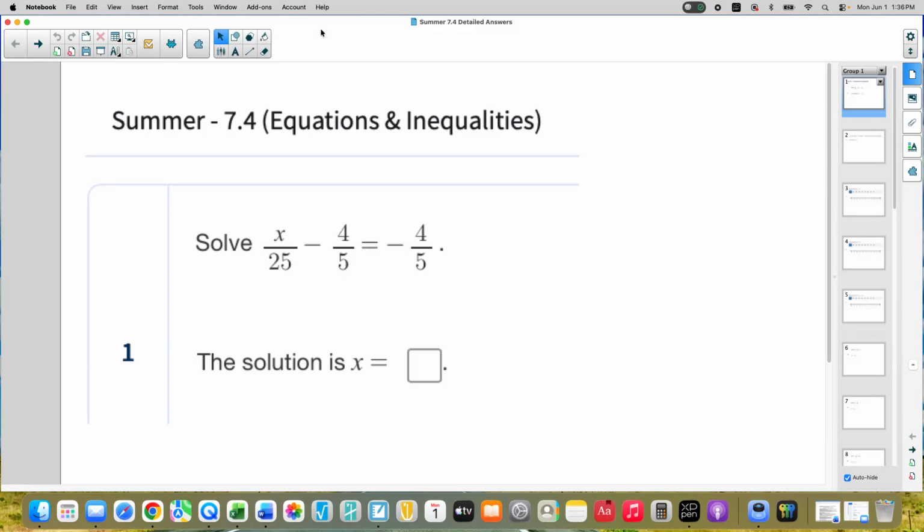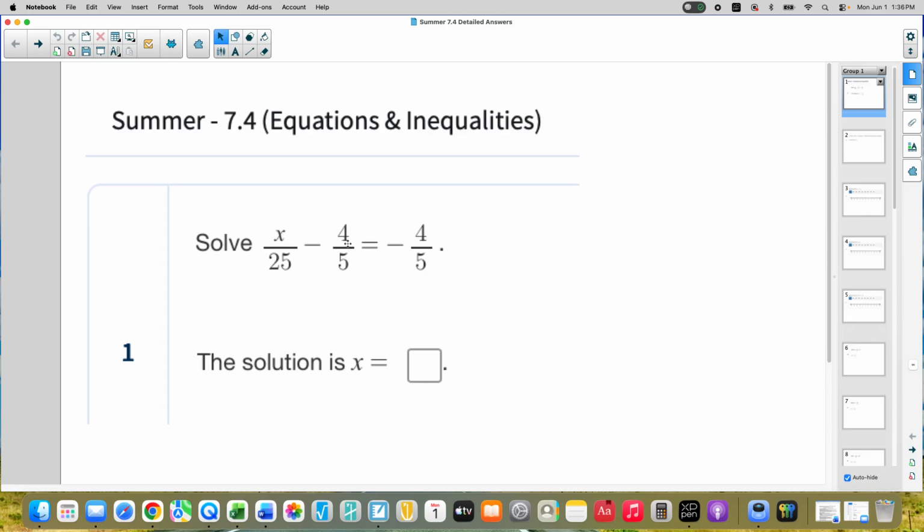Welcome to chapter 7.4 for the summer. This is dealing with equations and inequalities. So what we see here is we have an equation. We're missing a variable here, and what we want to do is solve and isolate it.